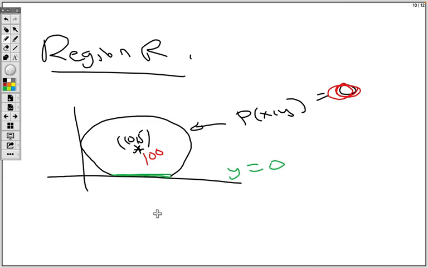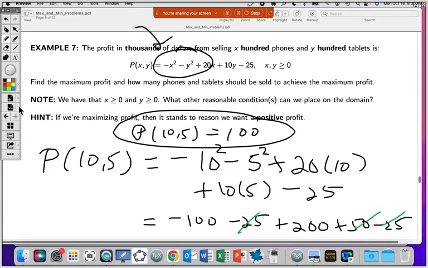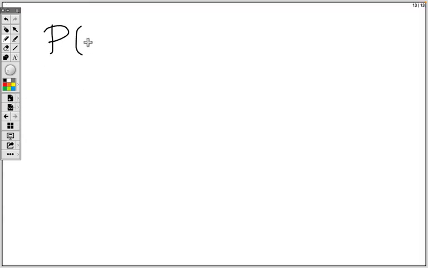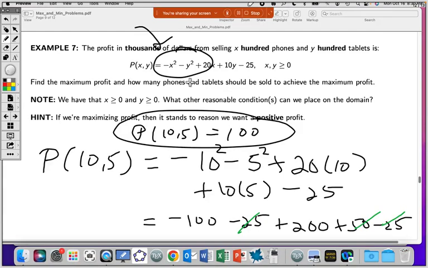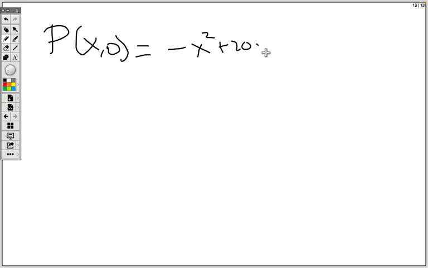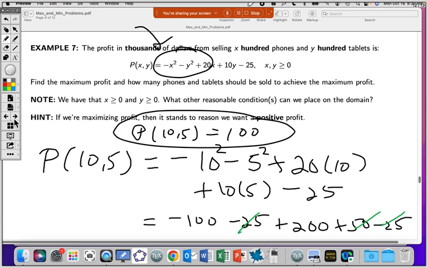Now, let's look at this y equals 0 piece. See what we want to do about that. Let's look at p of x comma 0 and see what that looks like. So once again, we're looking at this surface, we're intersecting it with the plane y equals 0. So all the y's drop out. I get minus x squared plus 20x minus 25.